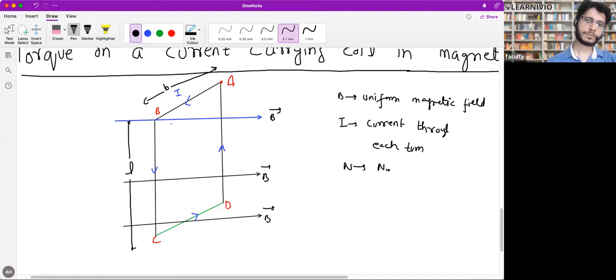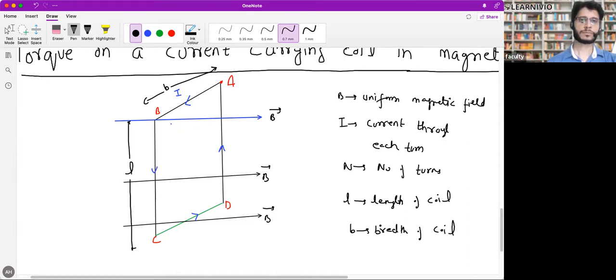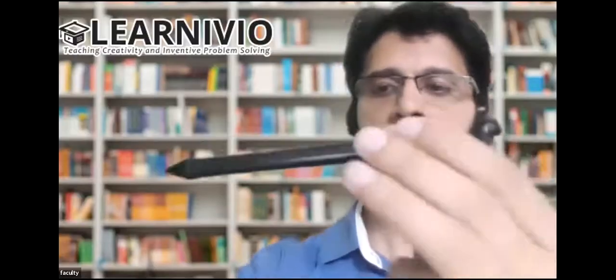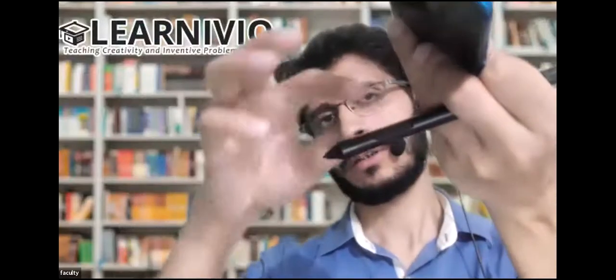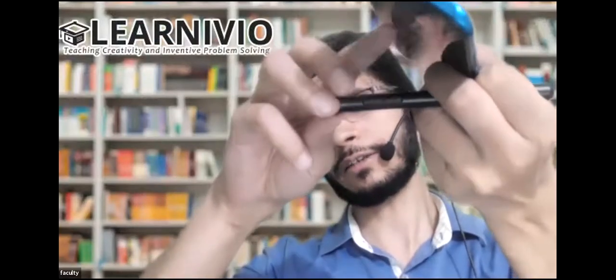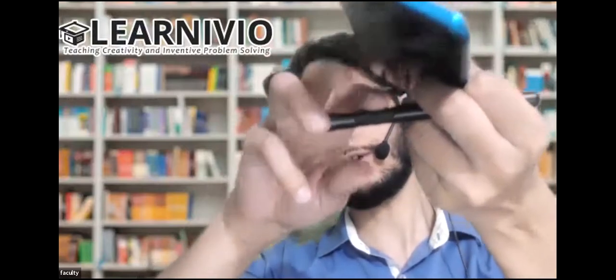N is the number of turns. L is the length of the coil. B is the breadth of the coil. And this angle theta is the angle between the plane of the coil and the magnetic field. So if this is the magnetic field and this is the coil placed in this way, then this is the angle theta.